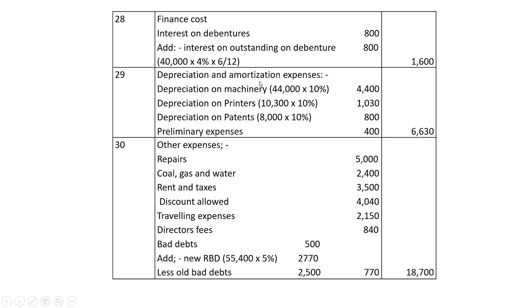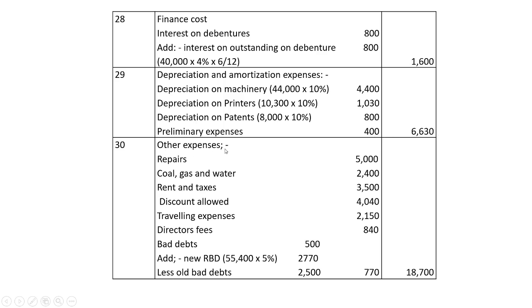Here the depreciation and amortization expenses. Depreciation on machinery 44,000 into 10%, 4,400. Depreciation on printers 10,300 into 10%, 1,030 rupees. And depreciation on patents 8,000 into 10%, 800 rupees. Along with that, you have to write off the preliminary expenses, which in the problem is 400 rupees. So write off preliminary expenses 400. The total is 6,630 rupees.